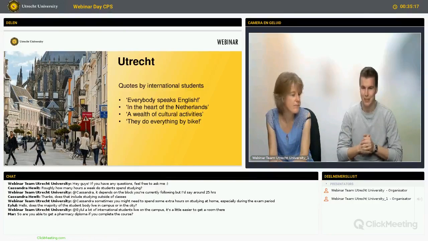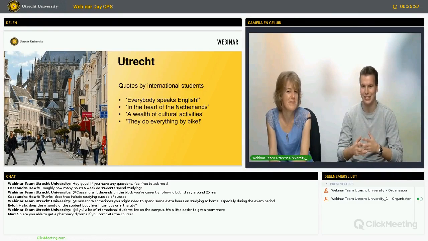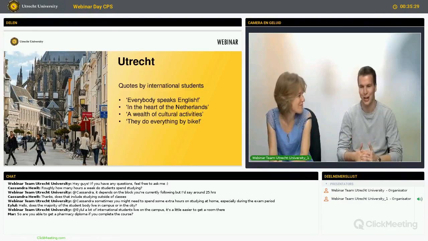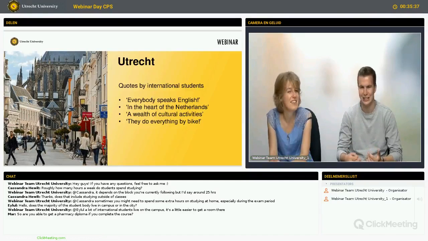We'll come to the facilities in a few slides, but one of the pluses of Utrecht is that everyone speaks English, so you can get by without learning Dutch, which is quite handy. When you first arrive, you don't speak any Dutch, and someone comes up to you and says something, and you go, "Oh, sorry, I don't speak Dutch," and it's no problem. They'll switch, and it's a really international city.